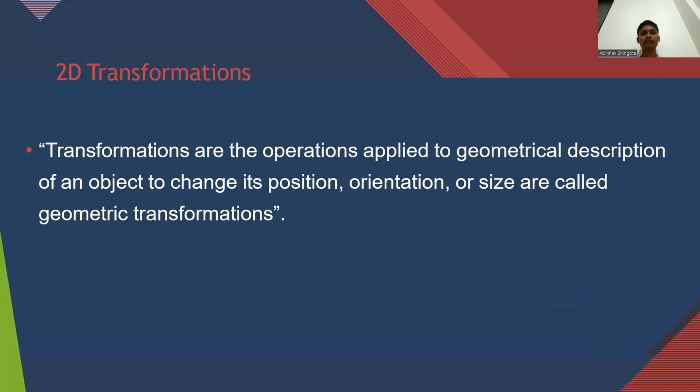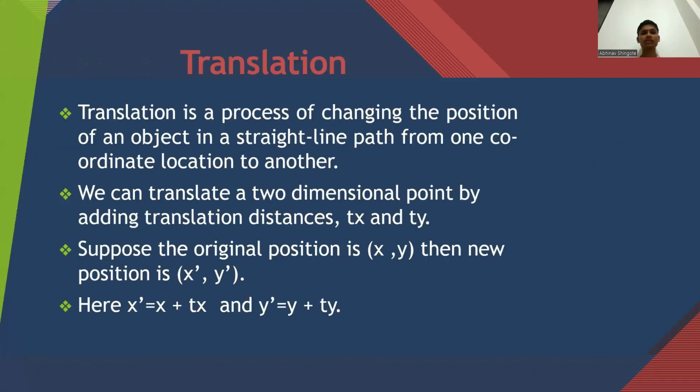So let's begin. Transformations are the operations applied to the geometrical description of an object to change its position, orientation, or size, and are called geometric transformations. So, translation. Translation is the process of changing the position of an object in a straight line from one coordinate location to another.